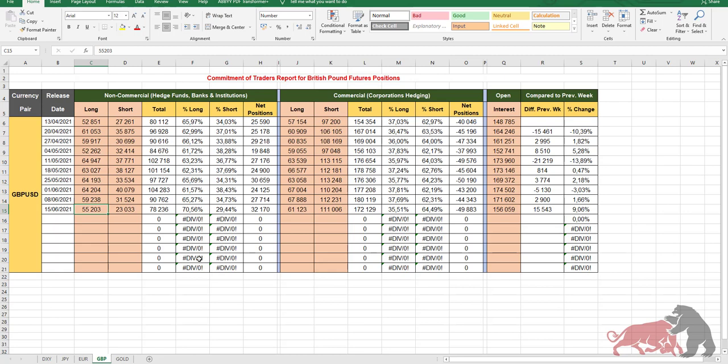Now when we look at the commercials on their long exposure, they've taken profit of about 6,000 positions, and on their short exposure, not much, not even 1,000. You see, yeah, maybe just above 1,000, right? Meaning they are looking to go short. Overall, the commercials have reduced their long exposure and they've increased their short exposure.